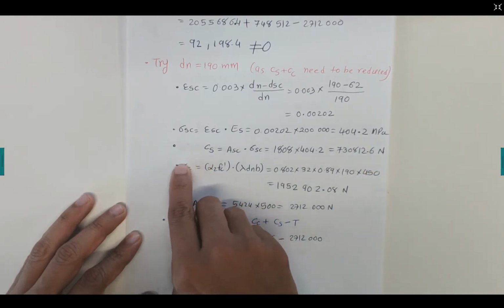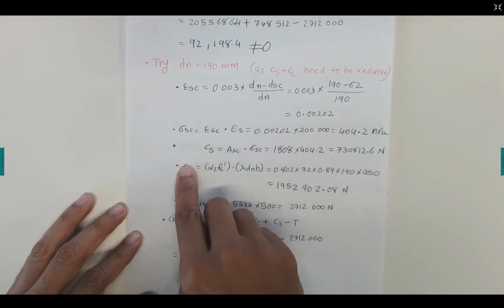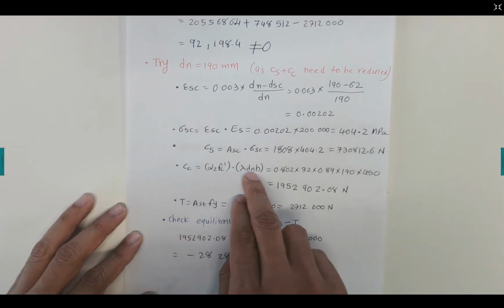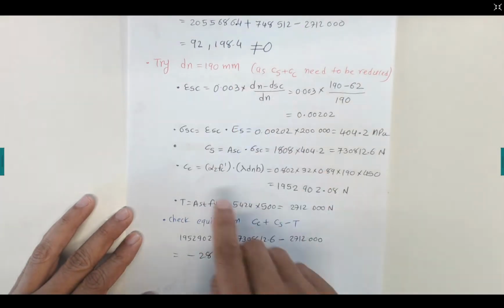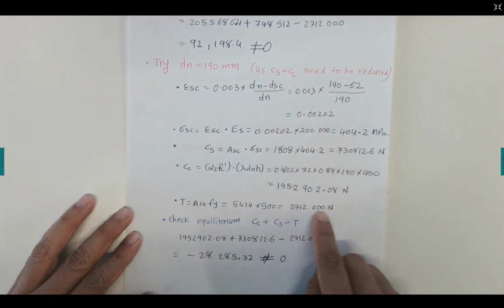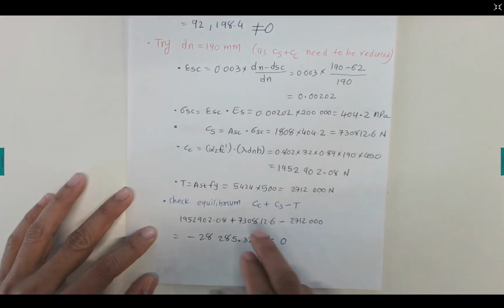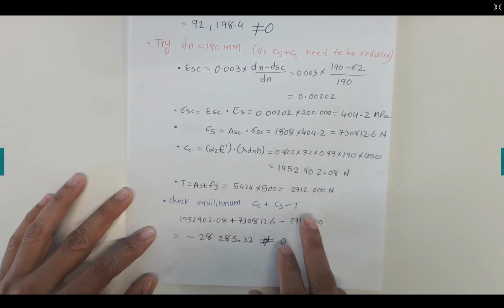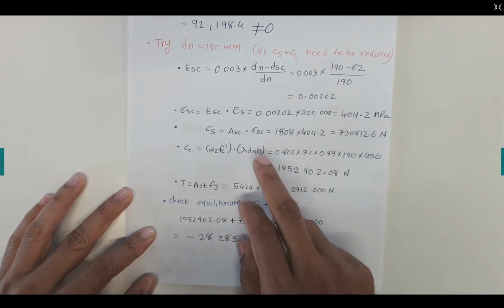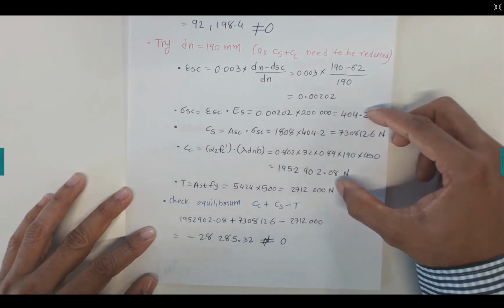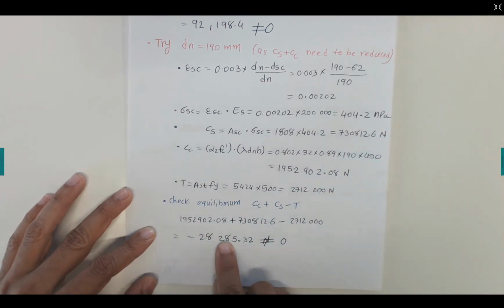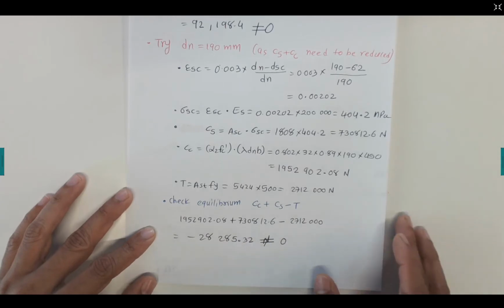Similarly we can calculate the compression force in the concrete. All the parameters are the same as in the previous steps except this DN value of 190 millimeters, and the tensile force is exactly the same as in the previous steps. Then we check the equilibrium, whether it's 0 or not. We substitute the 2 compression forces positive minus T. We have 3 forces that we substitute here. Now it has given a negative value, which is not equal to 0.